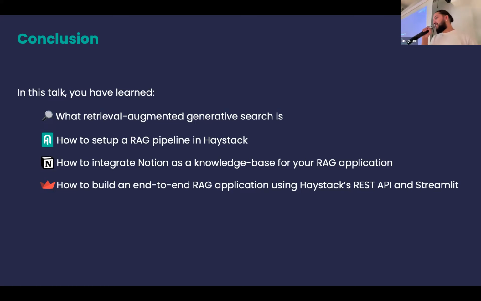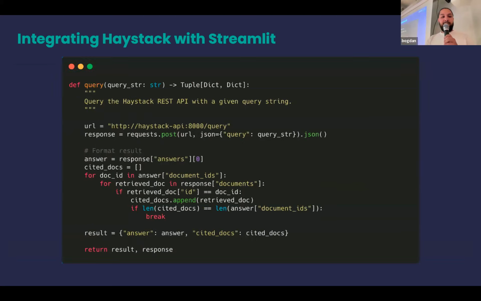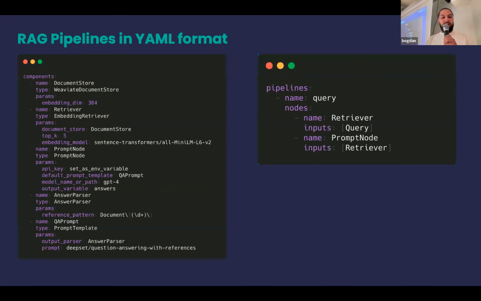Yeah, replacing the GPT-4 model is very easy. Basically, you just need to change the YAML definition. In here, we provide the model name, and you can just set the model that you want to use, and any model on the Hugging Face Transformers Hub should be supported as a prompt node in Haystack.